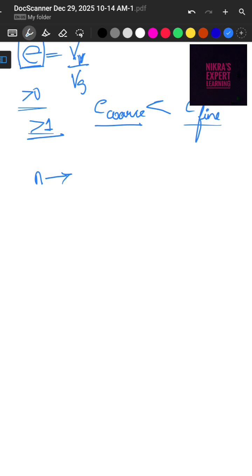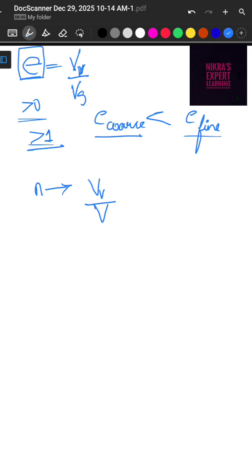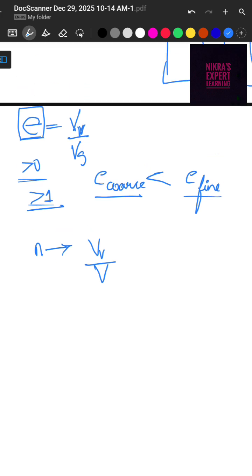Okay, next coming to porosity, n. Porosity is nothing but the ratio of volume of voids to total volume. In void ratio we are telling it with respect to volume of solids, but in porosity we will be giving it with respect to the total volume. And the n value is generally greater than 0 but less than 1.